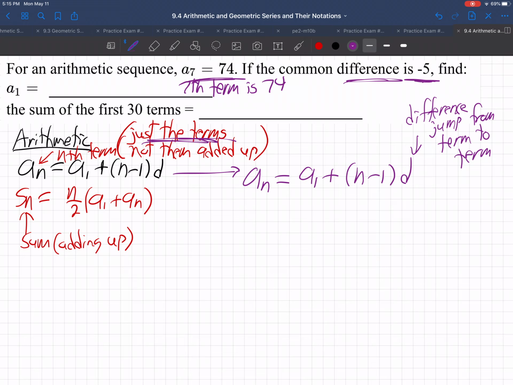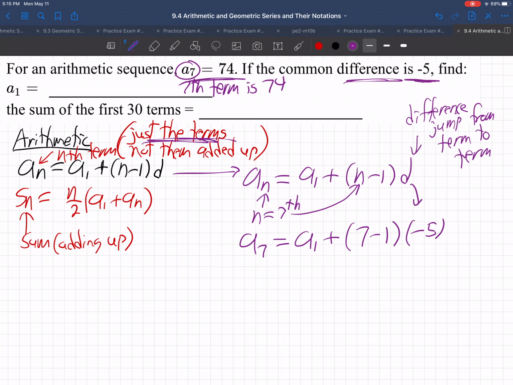And the difference is -5. So I'm going to plug in for n here. I'm going to let n be 7 there and there. Why? Because that's what they're giving me, the seventh term. Remember, n is always the ordinal number, seventh, like it's an ordering. It's almost like an address. So a sub 7 is a sub 1 plus 7 minus 1 times d. And what is d? Minus 5. We now know that. D is minus 5.